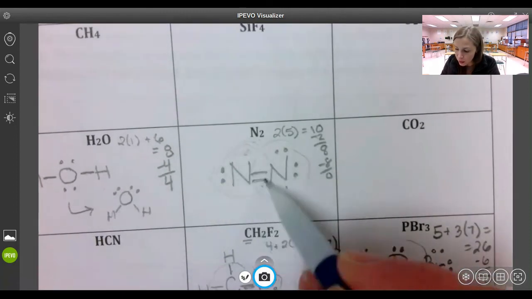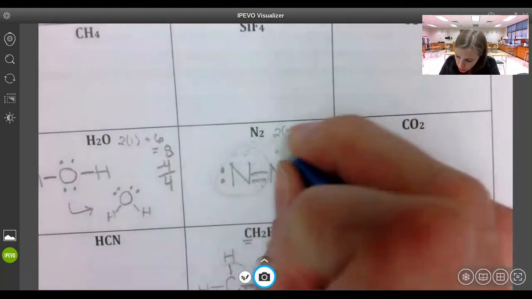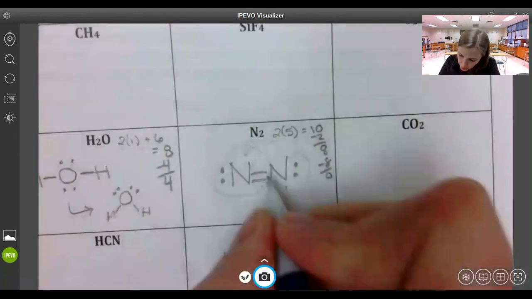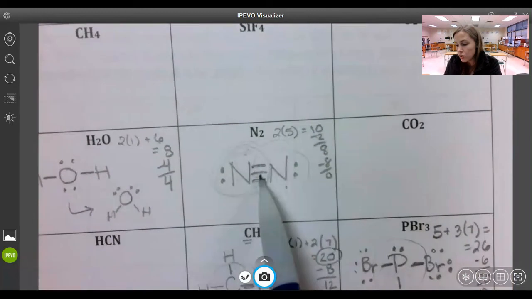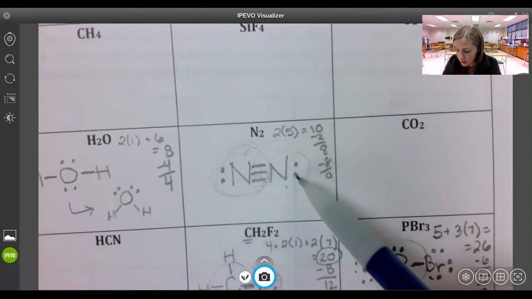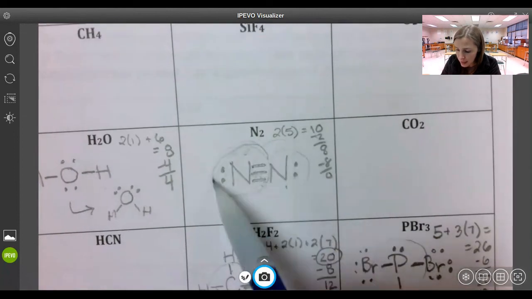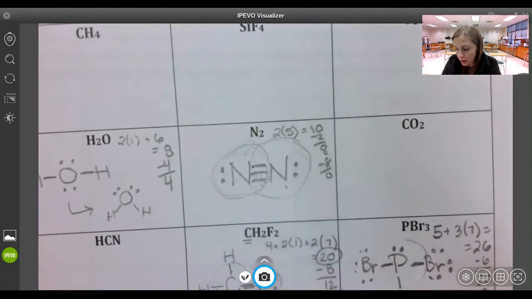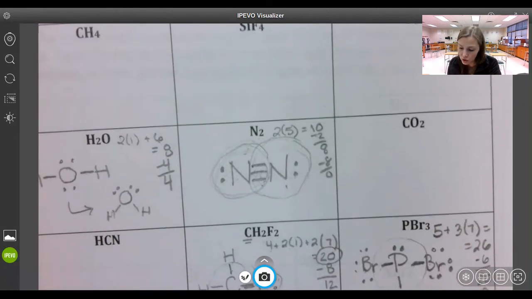But now this one over on the left still doesn't have enough, so I'm going to take 2 electrons from my other atom and move those into the middle. If I check, I still have 10 total: 2, 4, 6, 8, 10. Now if I check each of them, they each have 8 electrons around them to give them that stable octet, so I know that structure is correct in that case.